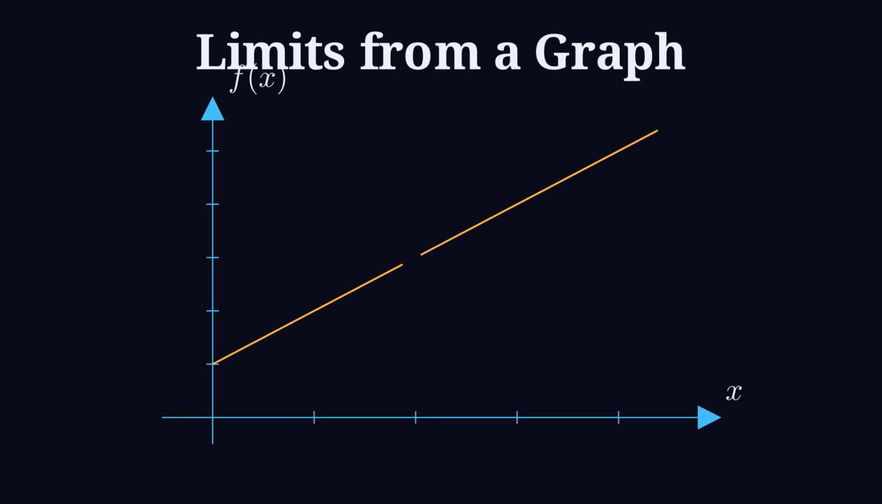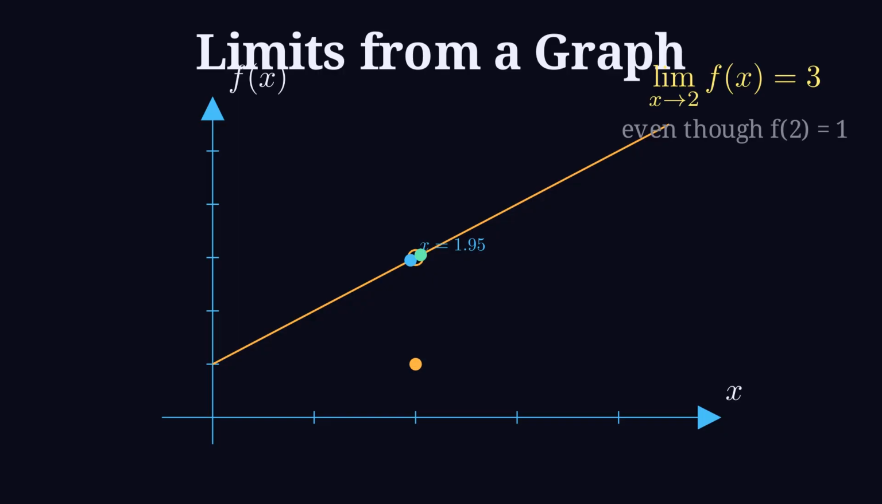We write this as the limit of f of x as x approaches a equals L. Here, x arrow a means x is getting close to a, but never actually reaching it, and L is the value f of x is approaching. This distinction between approaching and arriving is absolutely fundamental to understanding calculus.